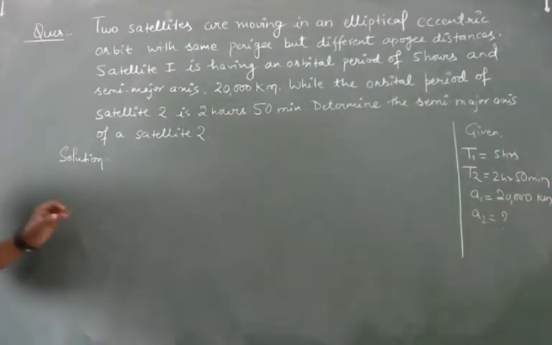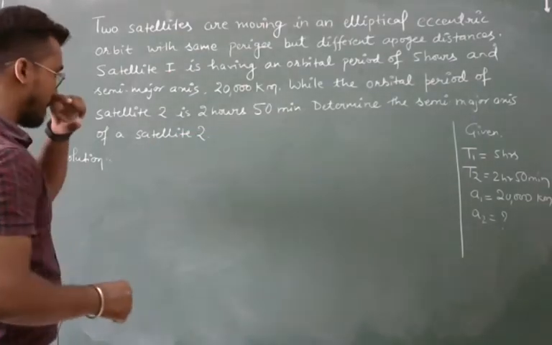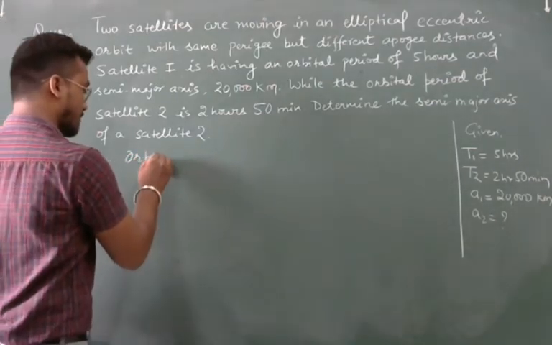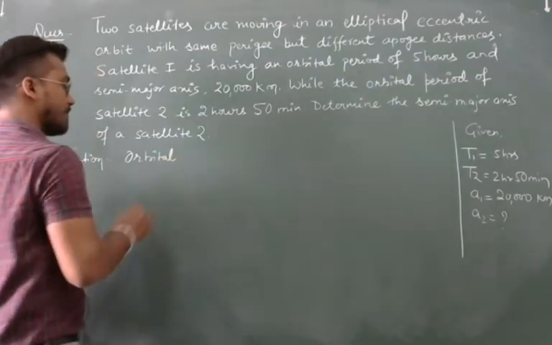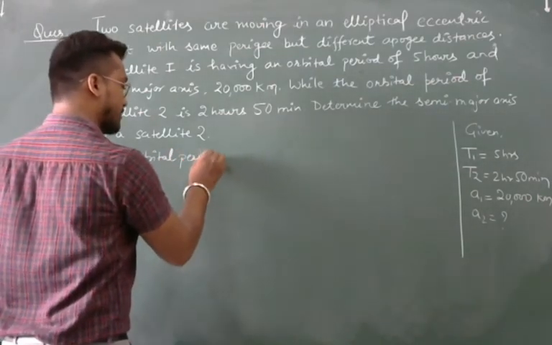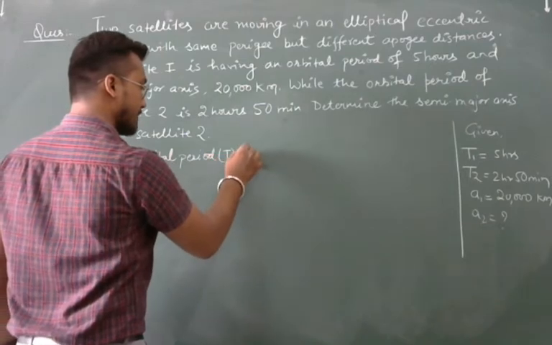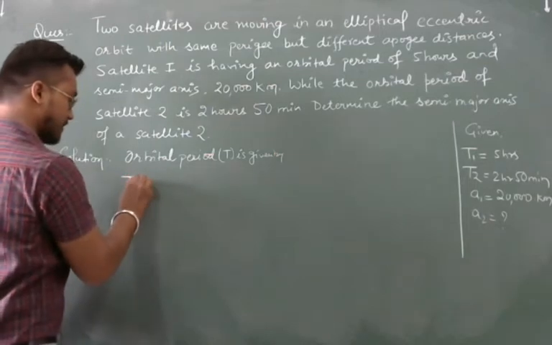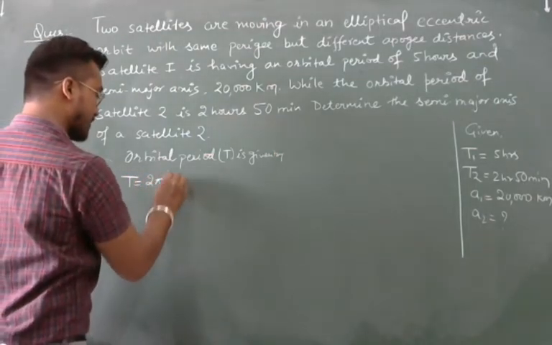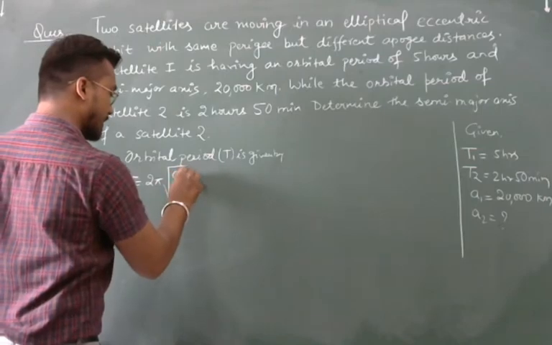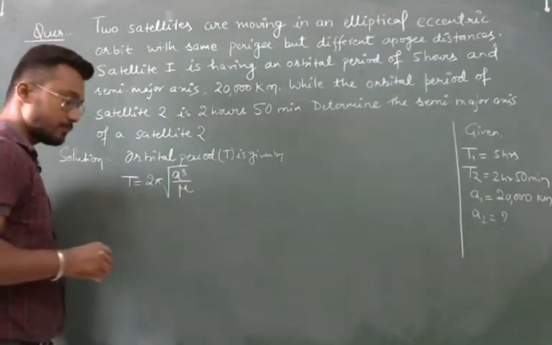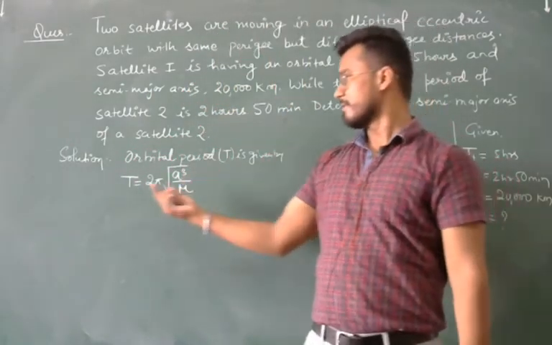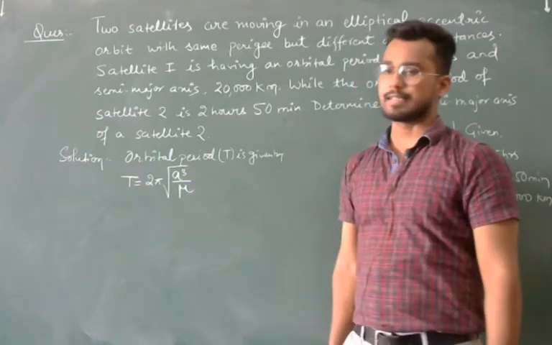So dear students, we have to convert this. First of all, let me write down the formula, after which we will go for the conversion. The orbital period, represented by T, is given by T is equal to 2 pi square root of A cube by mu. This is the relationship between the orbital time period and the semi-major axis.